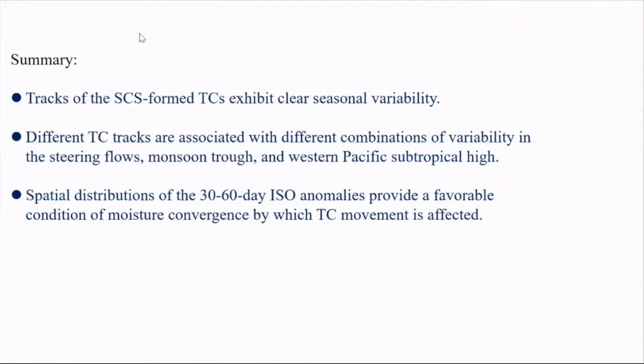So based on this study, we have some points to summarize. Tracks of the South China Sea formed TCs exhibit clear seasonal variability. Different TC tracks are associated with a different combination of the variability in the steering flow, monsoon trough, and the Western Pacific subtropical high. And then the spatial distribution of the 30 to 60 day ISO anomalies provides favorable conditions of moisture convergence by which TC movement is affected.